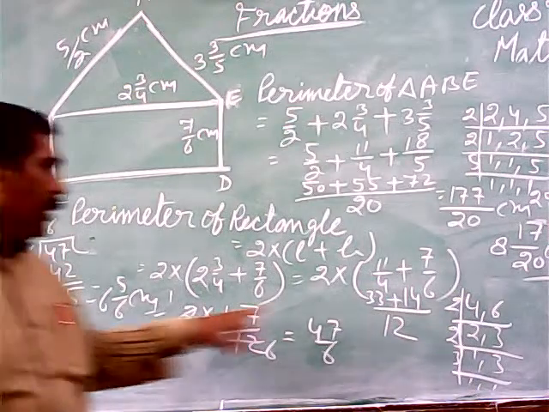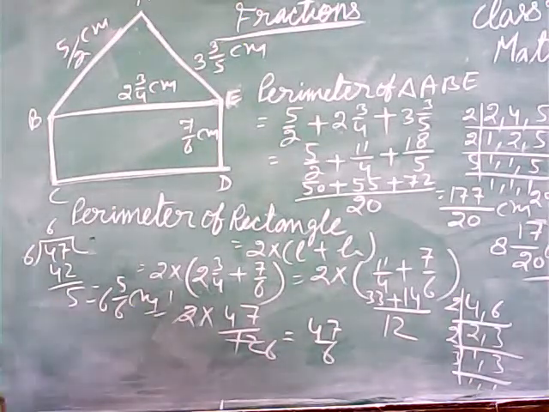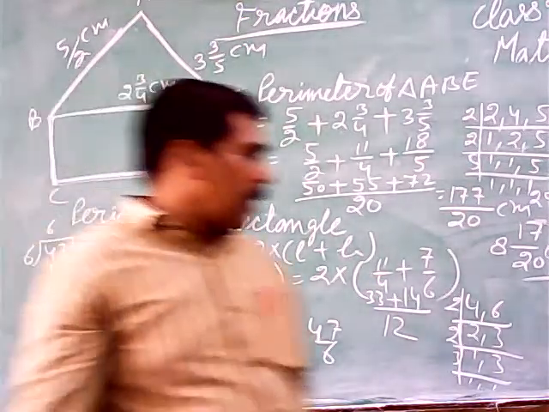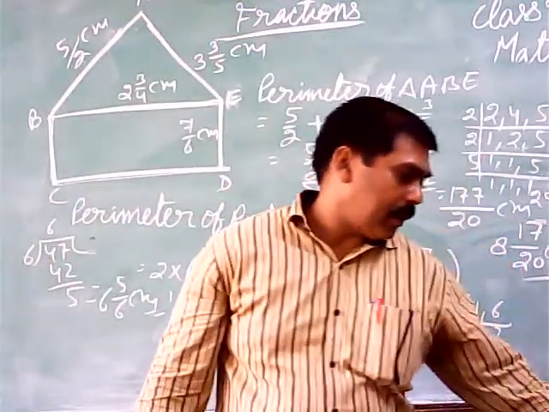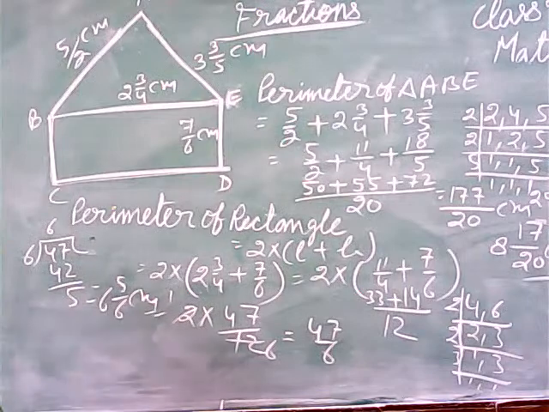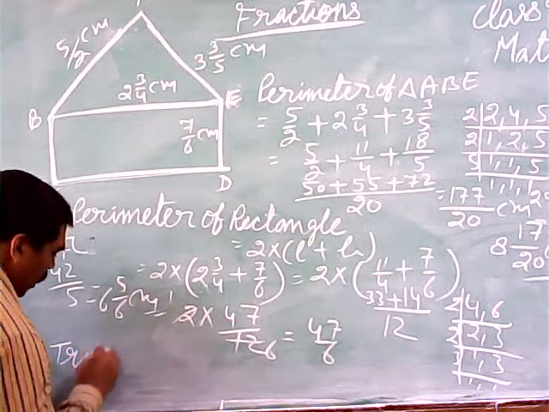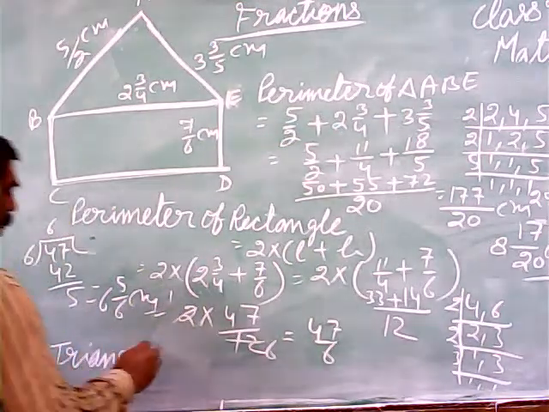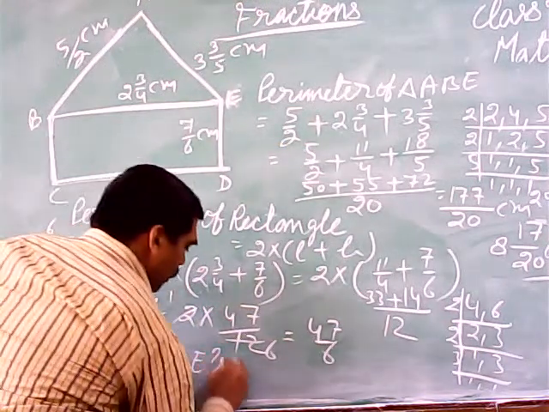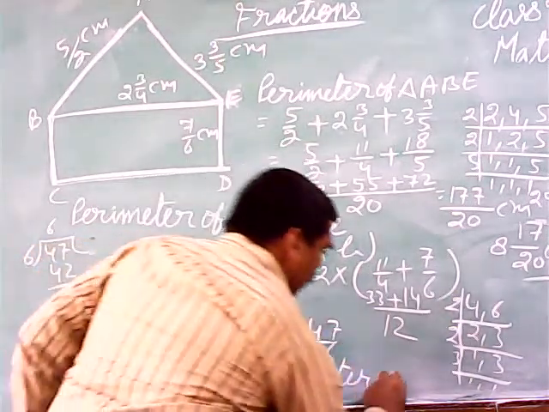So which one is bigger? This one is bigger. The last part asks whose perimeter is greater. Triangle's perimeter is greater. Okay, so the perimeter of triangle ABE is greater.